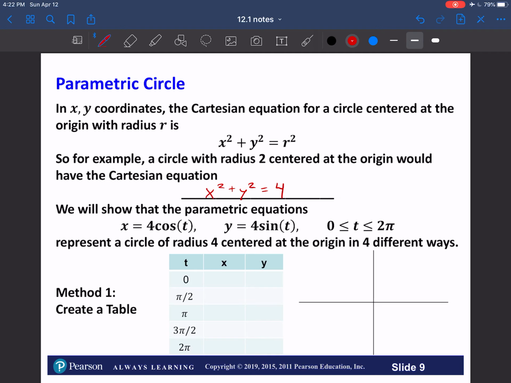So at t equals 0, then x would ultimately be 4 times 1, which is 4, and y would be 4 times 0, which is 0. At pi over 2, it's the opposite, 0 and 4. At pi, it's negative 4, 0. At 3 pi over 2, it's 0, 4. Or 0, negative 4, sorry. And at 2 pi, it will be 4, 0 again. And so we can plot all of these points.